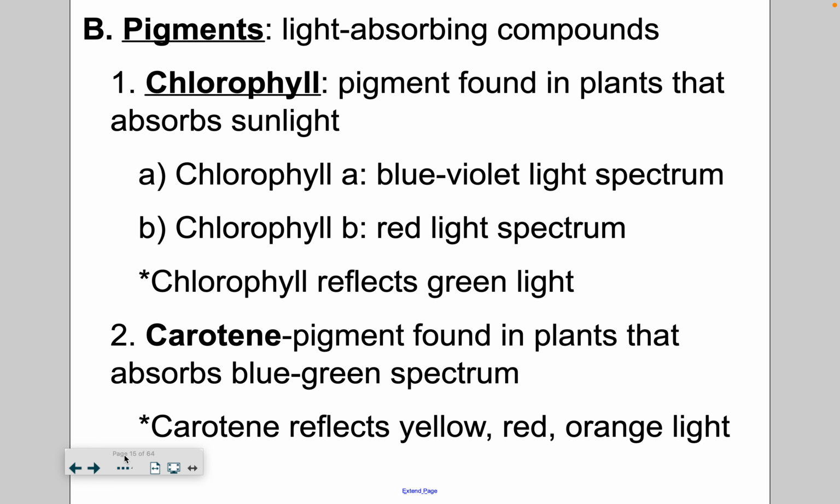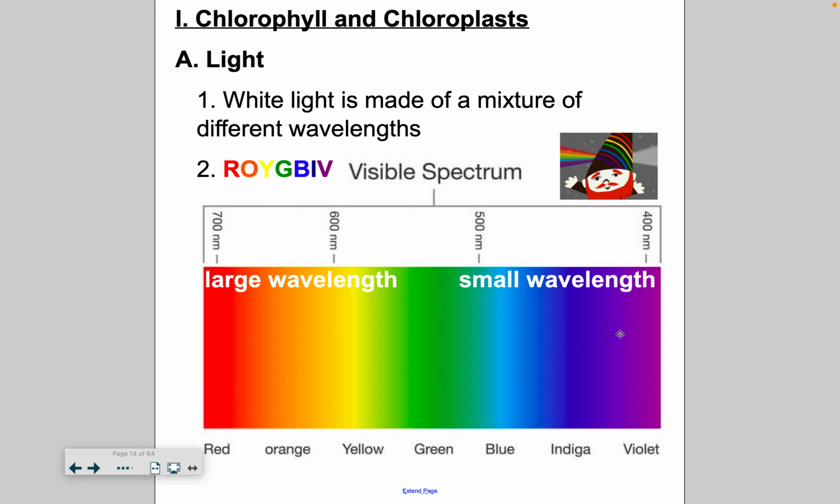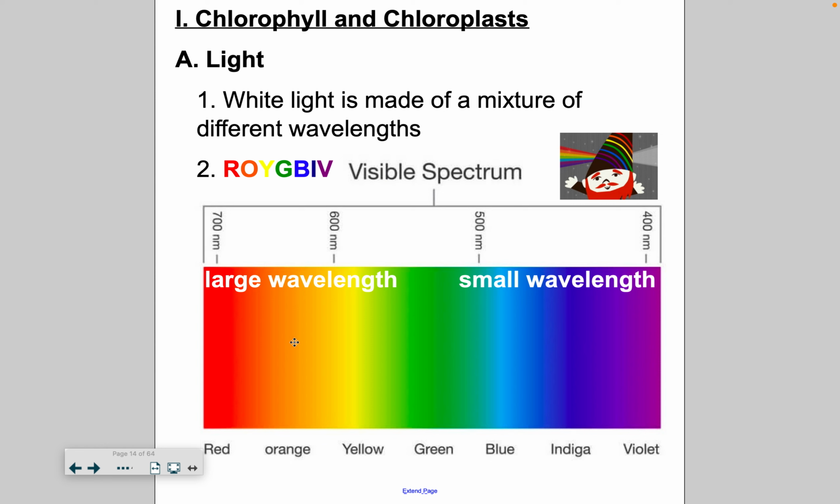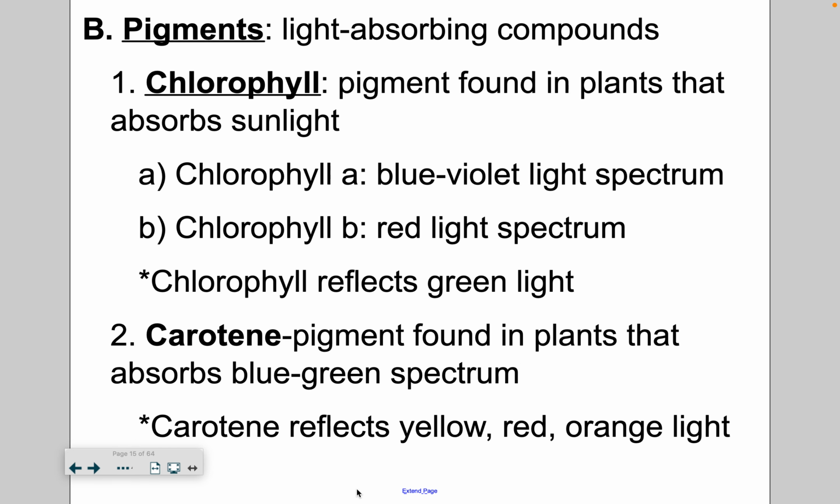Chlorophyll reflects green light. So I'm going to go back a slide here, and you see this beautiful spectrum here. We have chlorophyll A taking these colors, and chlorophyll B, and then our second type of pigment is called carotene. They absorb the blue-green spectrum, and they reflect yellow, red, orange light. So we have these pigments that are very specific to wavelengths, but green primarily gets reflected back, and that is why plants are green.